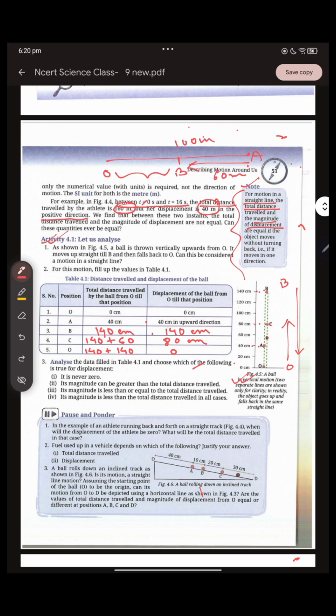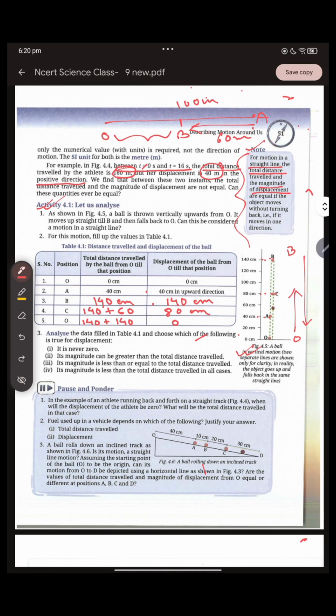Okay. So analyze the data filled in this table and choose which of the following is true for displacement. It can never be 0. Is it? We are seeing displacement 0, so this is false. Its magnitude can be greater than the total distance traveled. We did not see that, so this is again false. Its magnitude is less than or equal to the total distance traveled, that we have seen. It can be equal or it can be less. Its magnitude is less than the total distance traveled in all cases. No, not at all. Not in all cases.